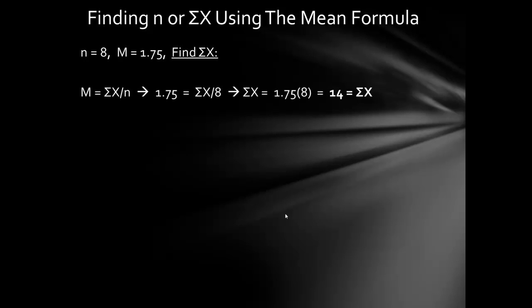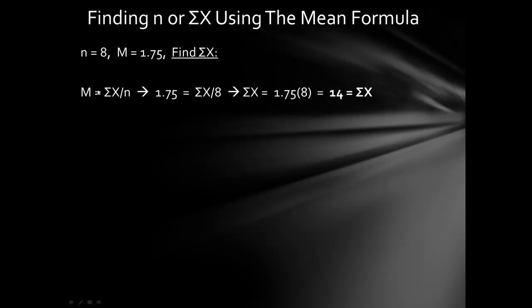So here's the process that you would go through to find that. And if you remember from algebra, if you do one thing to one side of the equal sign, and you do the exact same thing to the other side of the equal sign, the overall value doesn't change, but you're able to simplify an equation so that it gives you the end result that you're looking for. So you start off with the mean formula, sum of x divided by n, sum of all the scores divided by the total number of scores.